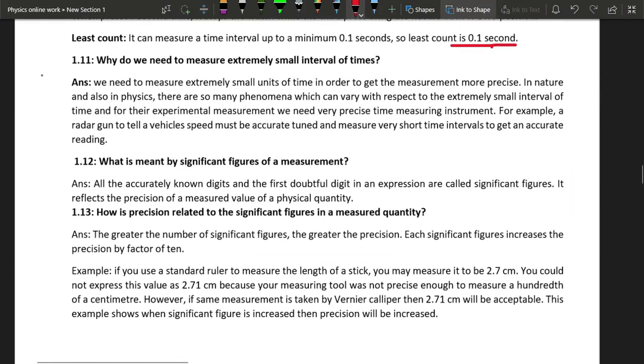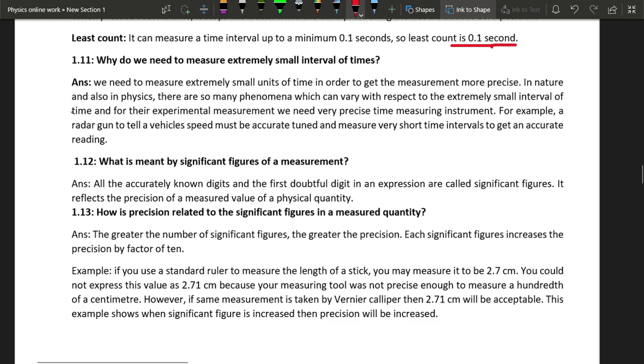Now the next question is, why do we need to measure extremely small intervals of time? We need to measure extremely small intervals of time in order to get a more precise measurement, because in nature and also in physics there are many phenomena that may vary over extremely small intervals of time. For their experimental measurement we need a very precise time measuring instrument. For example, a radar gun that tells the vehicle speed must be accurate and measure in a very short interval of time to get an accurate reading.